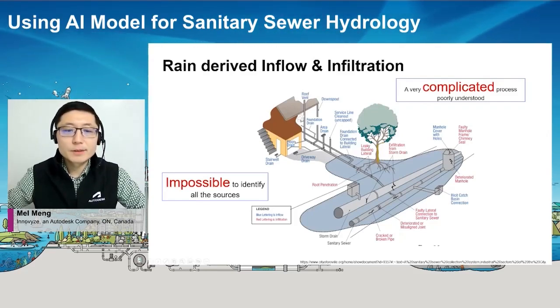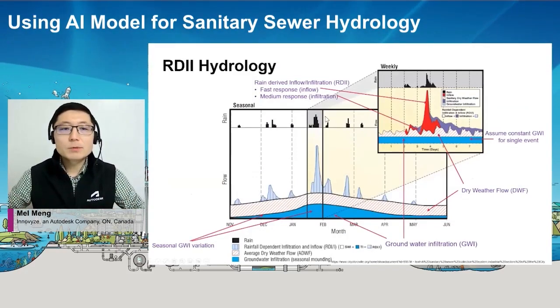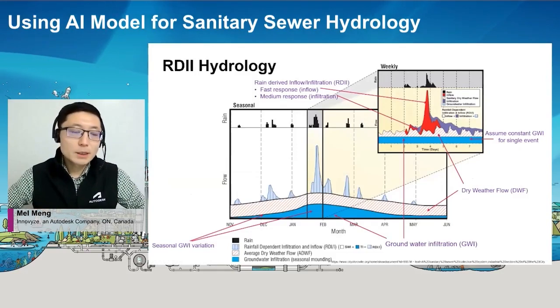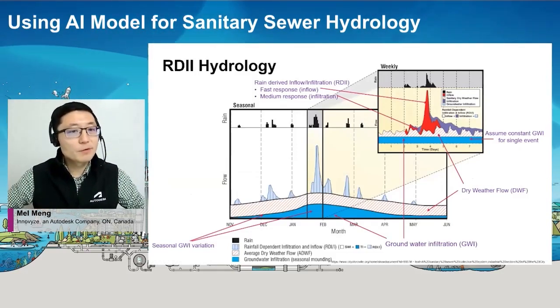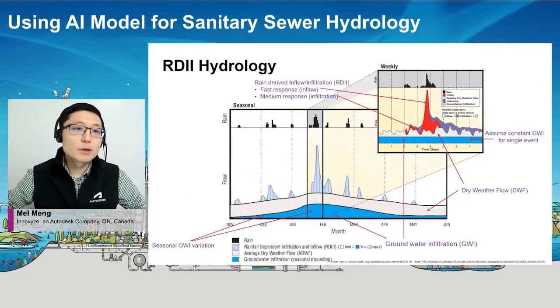So how traditionally are we modeling this process? Modeling this process is important because if you look at the typical sanitary sewer during the dry weather, maybe 50% of the flow is from outside of the pipe. And for some of the systems that are very leaky, when it rains, the peaking factor can go like 10, 20, or even higher. So it's very important for us to understand this.